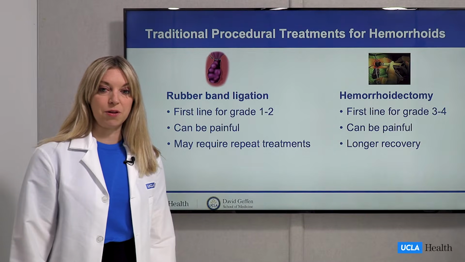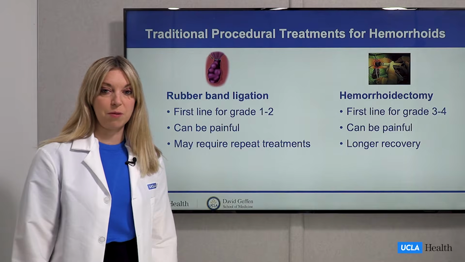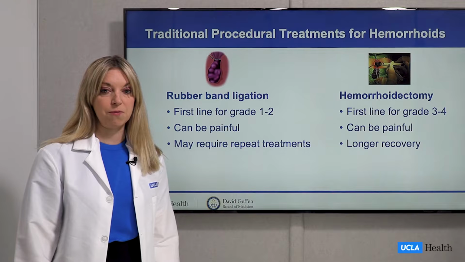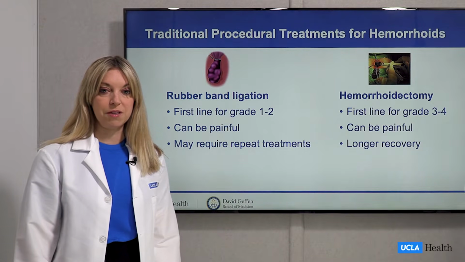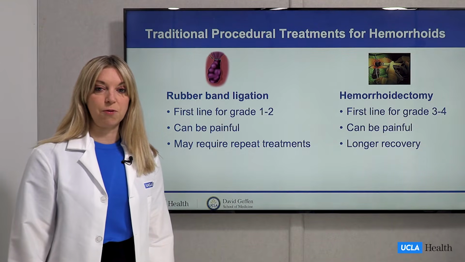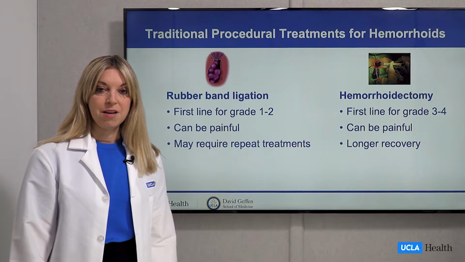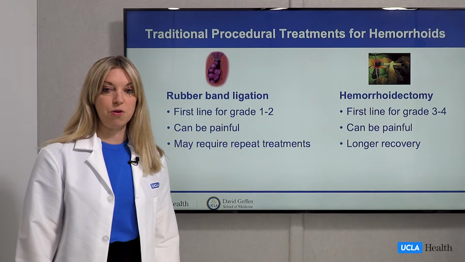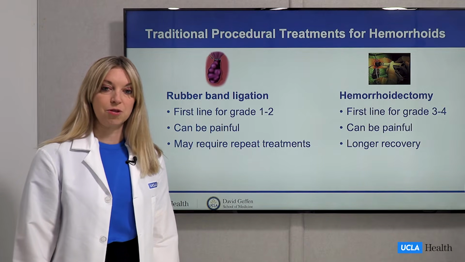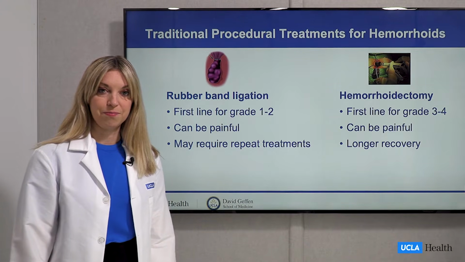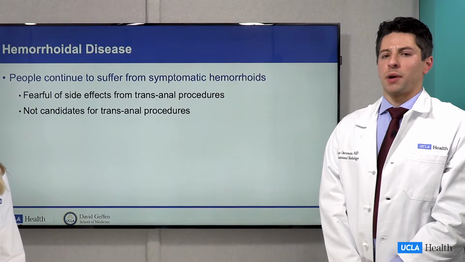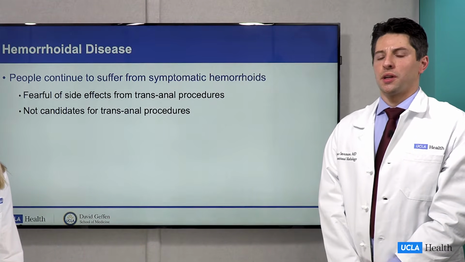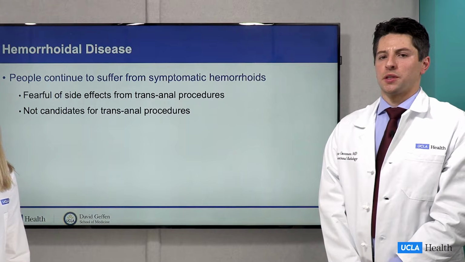Rubber band ligation is typically the first-line treatment for grades 1 and 2 hemorrhoids. It has a good track record and works well for some patients. However, this can be painful and usually requires multiple treatments. Hemorrhoidectomy surgery is typically first-line for grade 3 or 4 hemorrhoids. It can provide a definitive solution to hemorrhoid disease. However, post-surgical pain and wound care can be issues for some patients, and the surgery requires a longer recovery time. In the end, people continue to suffer from hemorrhoidal disease, either because they're fearful of the side effects of transanal procedures and surgery, or perhaps they are not candidates for these procedures.